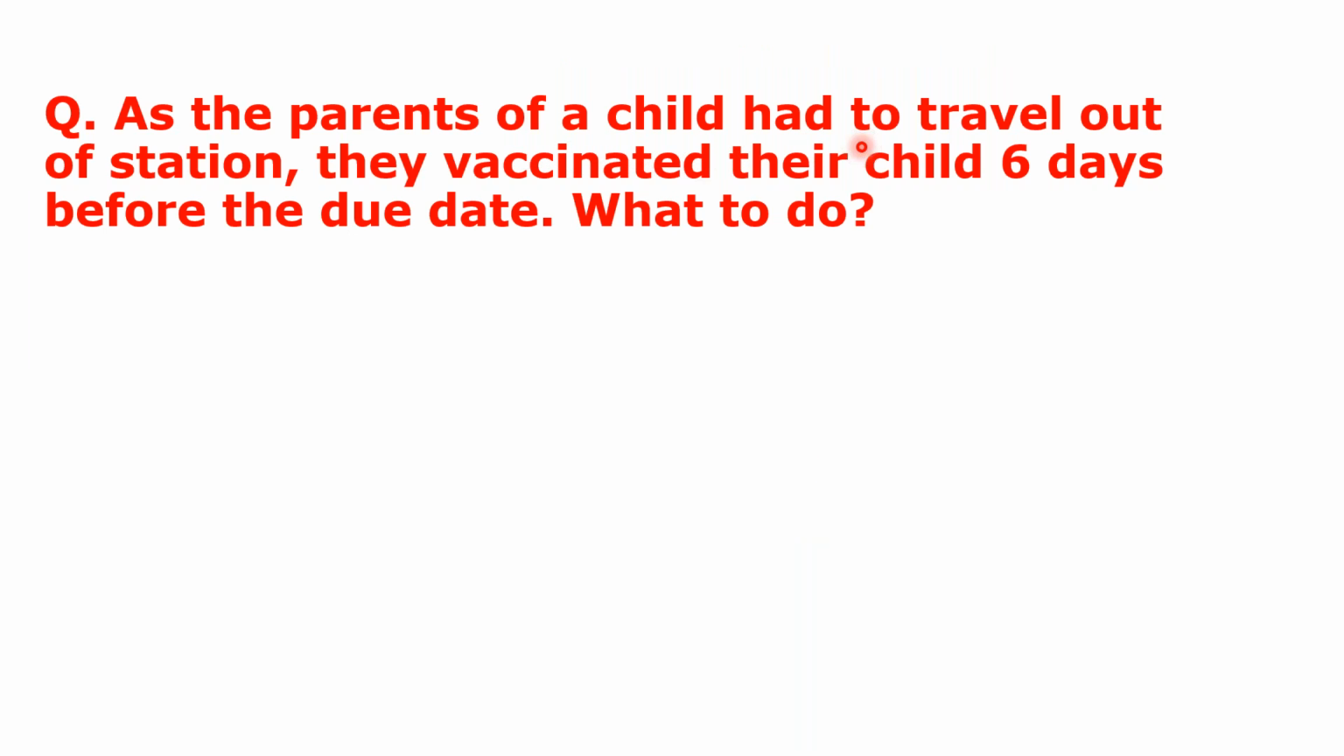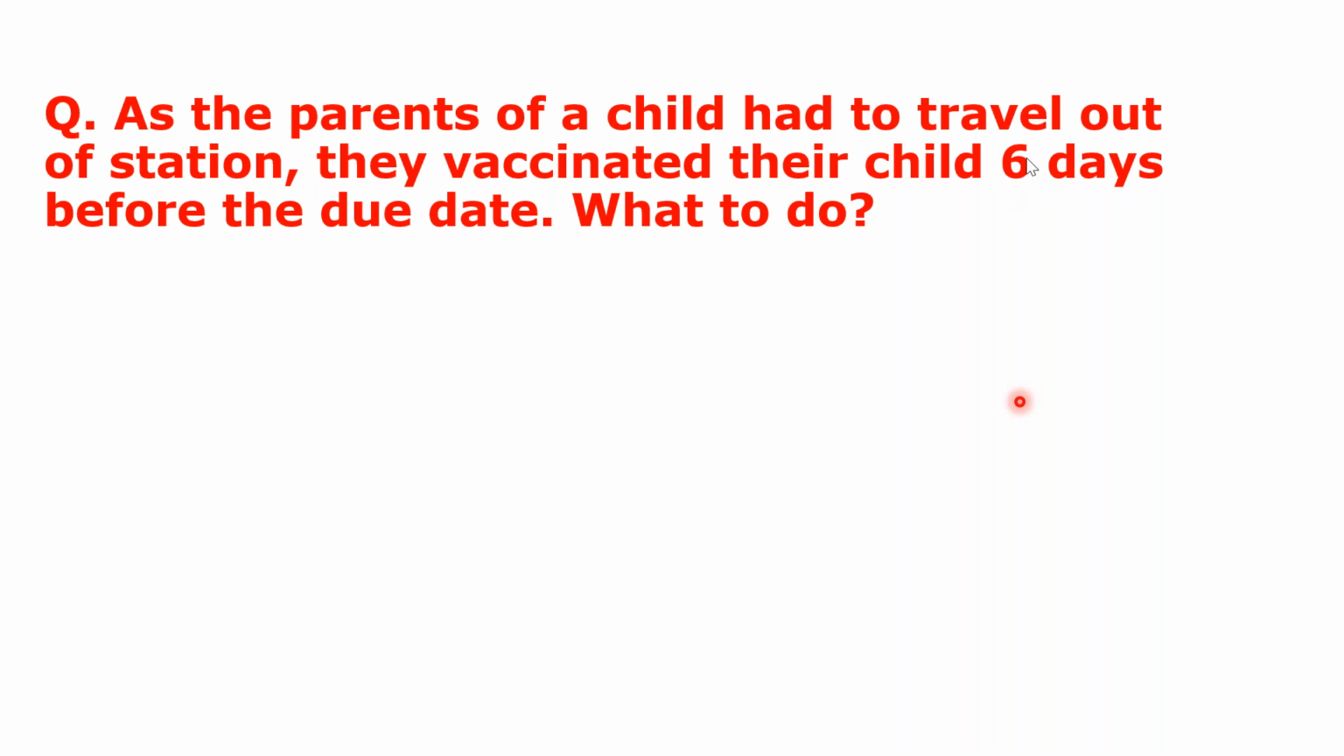As the parents of the child had to travel out of station, they vaccinated their child 6 days before the due date. What to do? So suppose the parents had to go out of station on 20th August and the vaccination was due on 28th August, but they gave it on 19th August. So what to do? Yes, what do you think? What should we do if you have given the vaccination early?